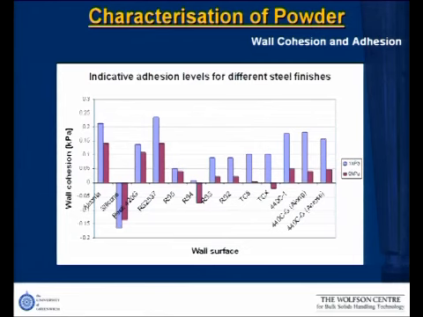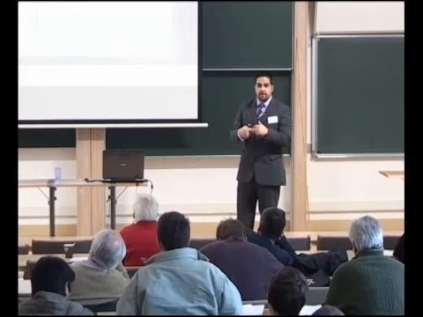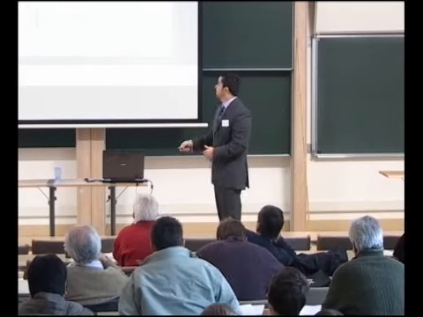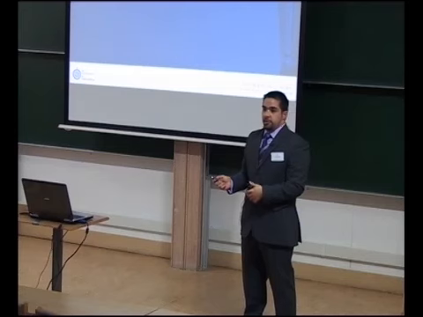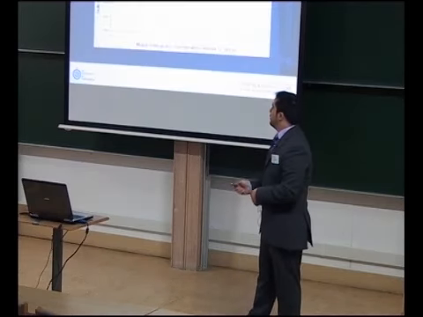So we have here a graph. We have in this axis wall cohesion in kPa and some wall surfaces, as you can see here, at different levels of pressure, and you see it behaves totally different in many of them. So it depends on the material, it depends on the powder, how they interact together.